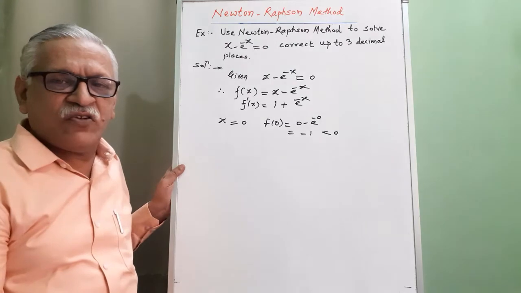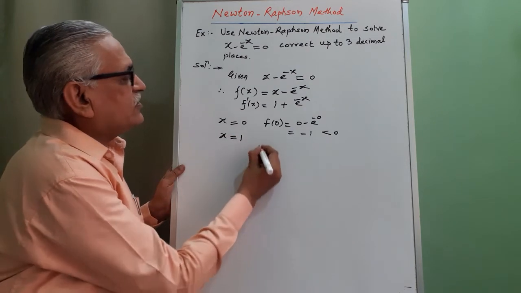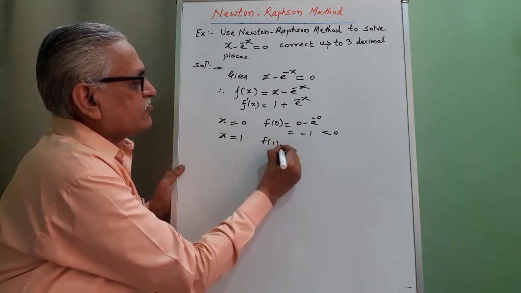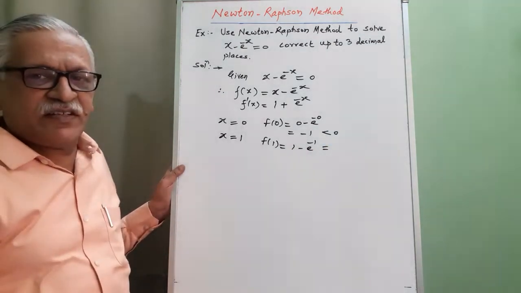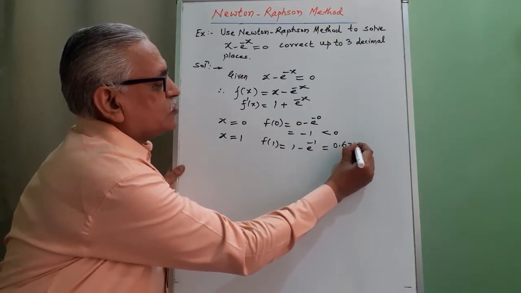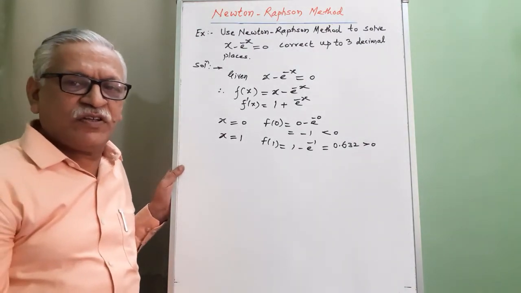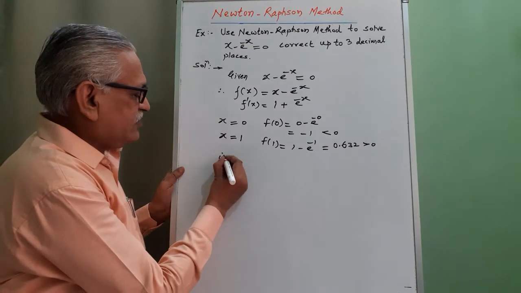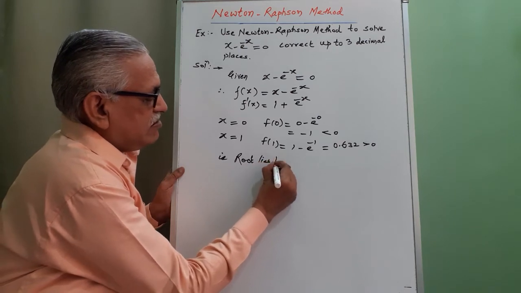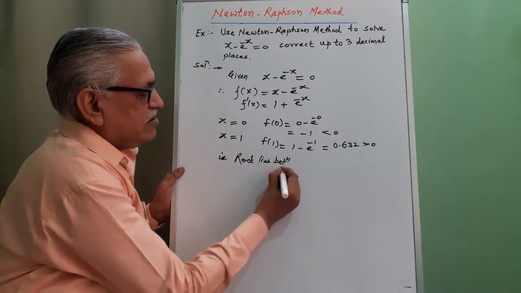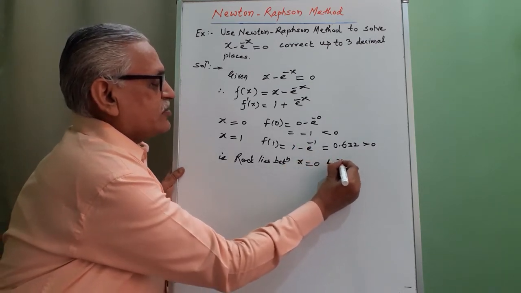Therefore we have to find another value with a positive sign for the function value, and so consider x equals 1. We get f of 1 as 1 minus e raised to minus 1, and if we calculate it by calculator, its value is 0.632, which is positive. One value with a negative sign and another with a positive sign means the root lies between the two values, x equals 0 and x equals 1.